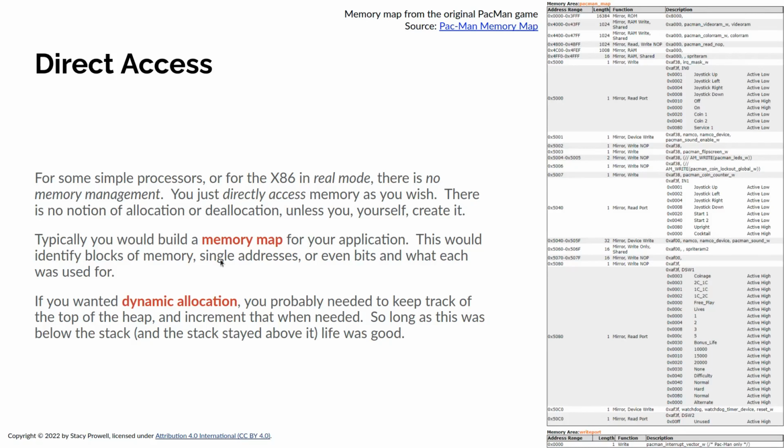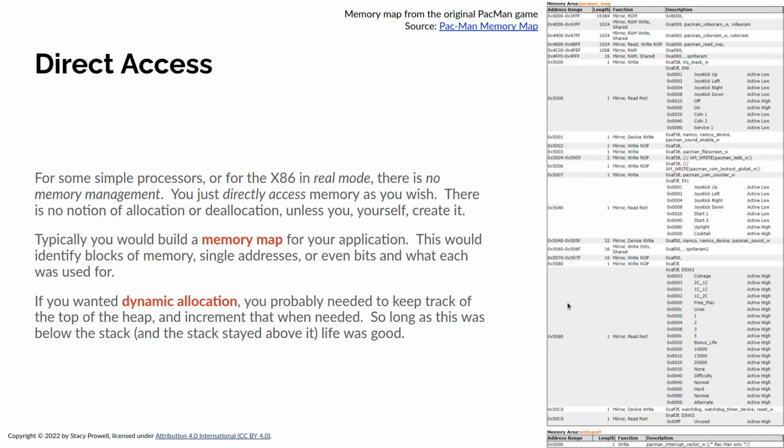And if I have blocks of memory, maybe single addresses, sometimes even bits. Some processors have bit addressable memory, so that you can actually address a bit directly and make changes to it. So you want to keep track of all that. Keeping track of all that results in a memory map, which looks maybe something like what you see over here.